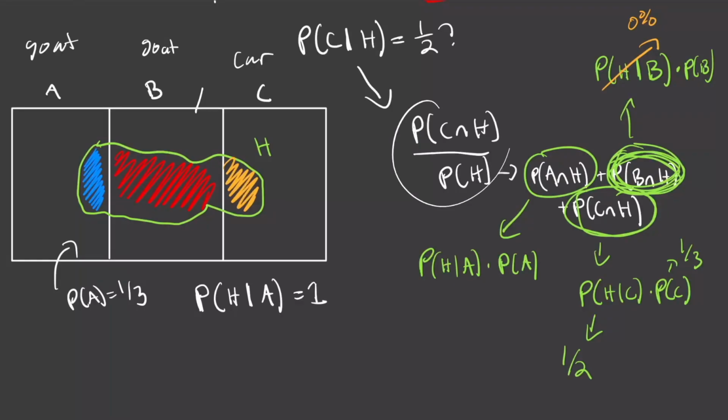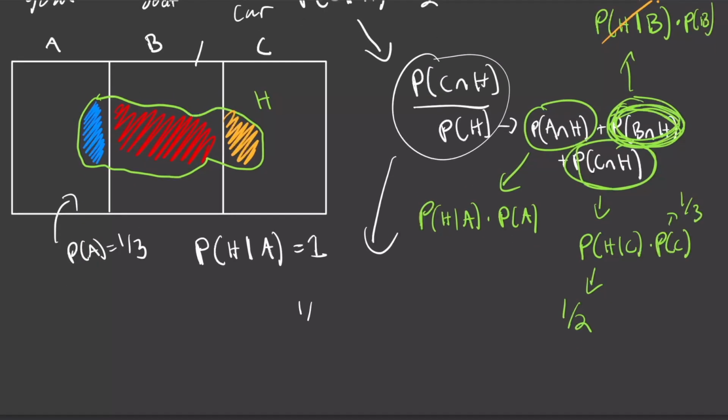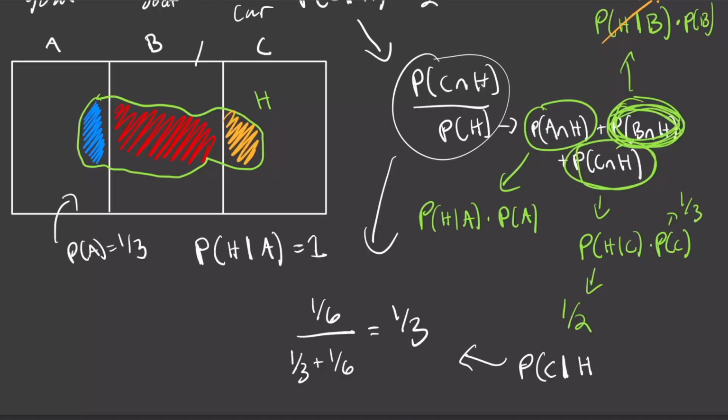All right, so we now have all the terms for our equation, so let's just plug everything in. The intersection of C with H was 1/2 times 1/3, which is going to give us 1/6 on the top. And then we need to add the sum of these on the bottom. So the intersection with A was equal to 1/3, and then the intersection with C was equal to 1/6. So 1/3 plus 1/6 down here. And this is just equal to 1/6 on 1/2, which is equal to 1/3. So this is the probability that the goat is actually behind door C, given that the host revealed door B.